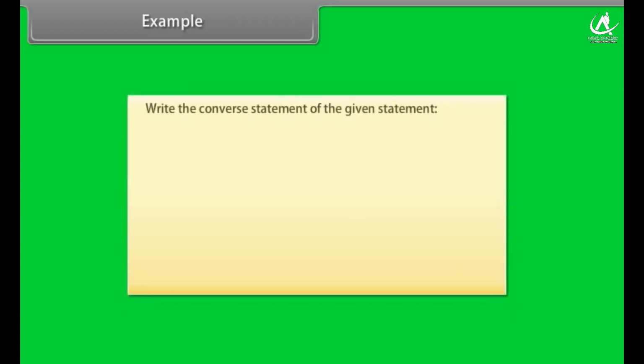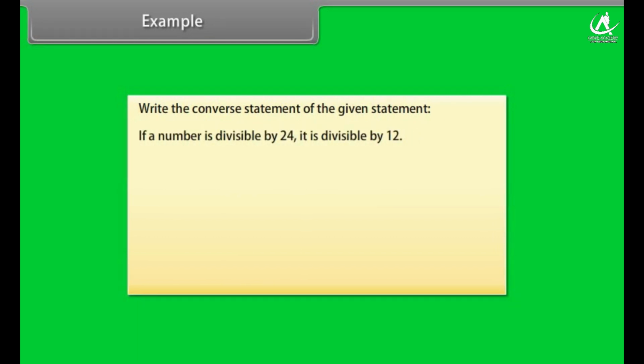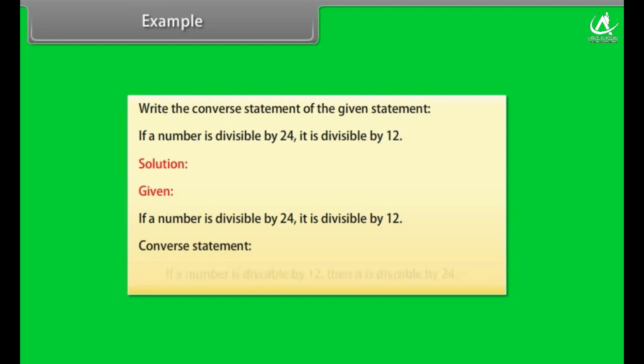Example. Write the converse statement of the given statement: If a number is divisible by 24, it is divisible by 12. Solution. Given: If a number is divisible by 24, it is divisible by 12. Converse statement: If a number is divisible by 12, then it is divisible by 24.